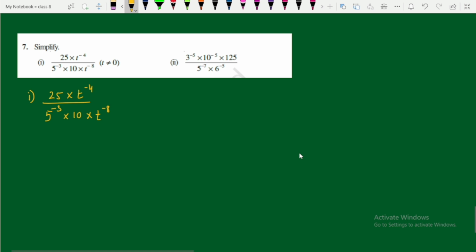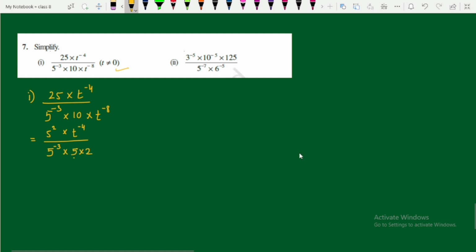Where t is not equal to 0, because if t is equal to 0, the denominator becomes 0. 0 raised to anything is not defined, so that is why it is given t is not equal to 0. Now how do we simplify this? First step, 25 we can write as 5 square, and t raised to minus 4 as it is. Then in the denominator 5 raised to minus 3 as it is, and 10 we can write as 5 into 2.